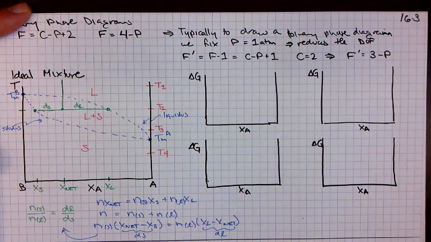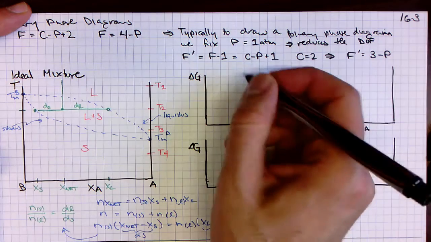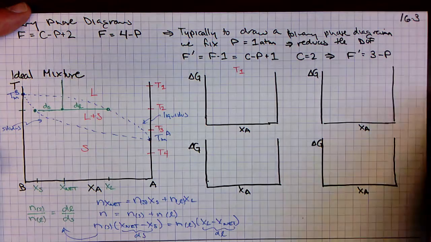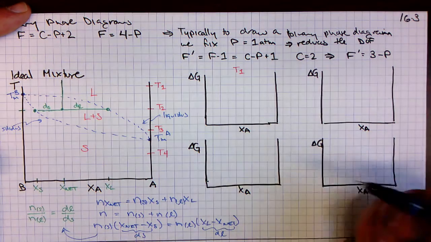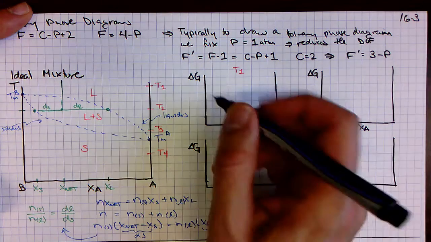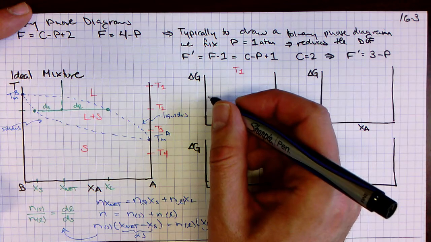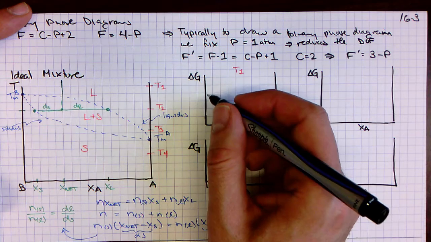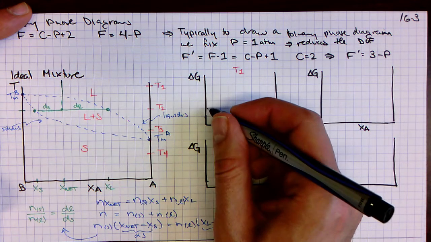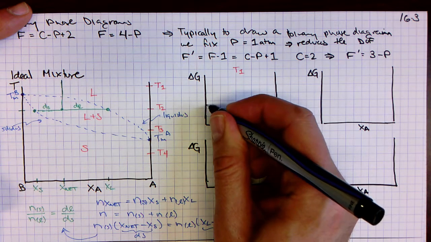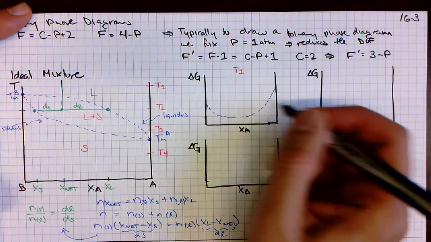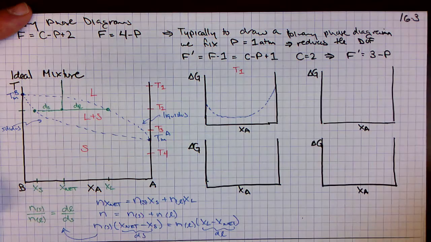And these will be for our 4 different temperatures. So let's start first at T1, which is this highest temperature. So at this highest temperature, we know that the liquid has a lower free energy at high temperature than the solid.